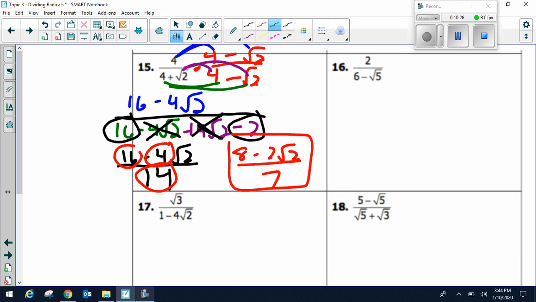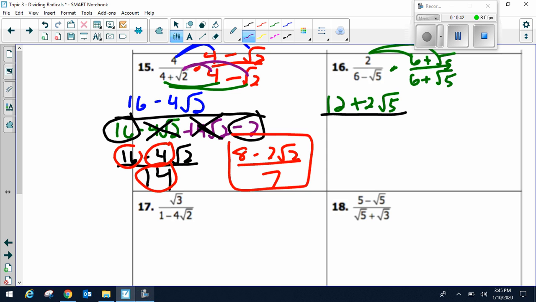Same thing for the next one. We're going to multiply by 6 plus the square root of 5 on both the top and bottom. So that distributes. You get 12 plus 2 square root 5 over, again, 36. That gives you positive 6 square root 5. Then you do the square root of 5, that gives you negative 6 square root 5. And then that gives you negative 5.